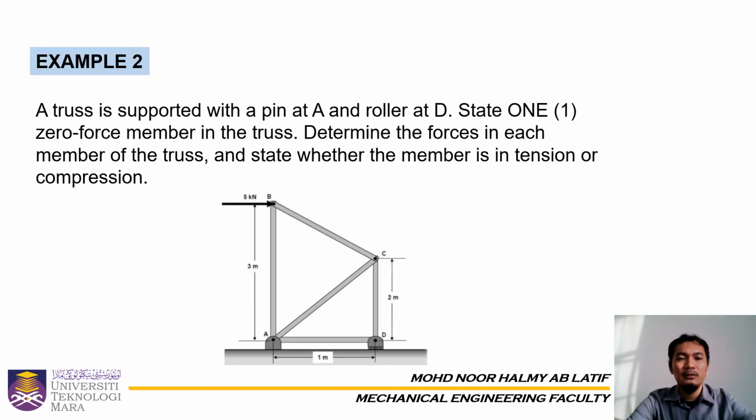Here is another example that we can practice the steps on. A truss is supported with a pin at A and a roller at D. State the zero force members in the truss. Determine the forces in each member of the truss and state whether the member is in tension or compression.